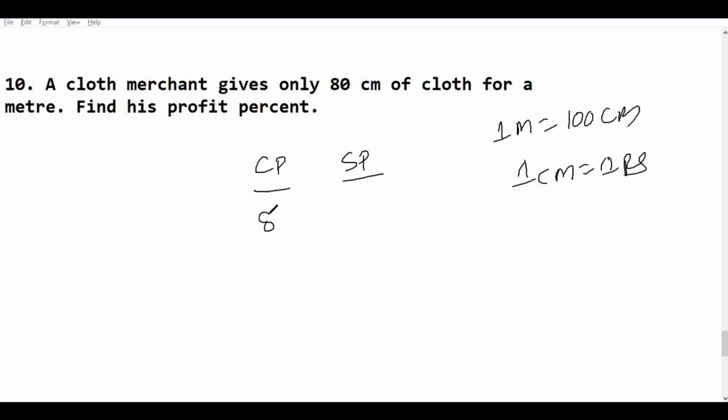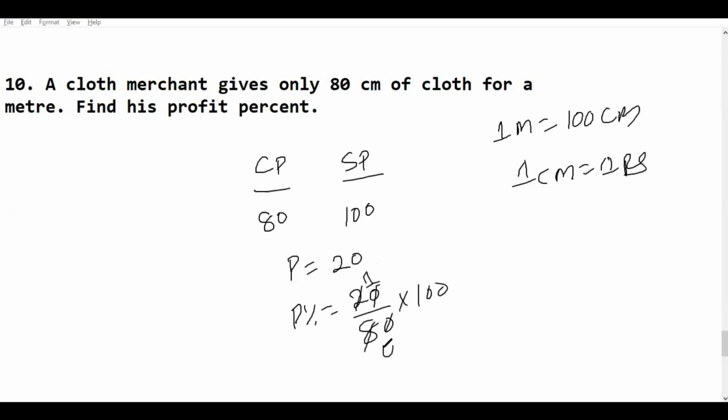So his cost price is what, guys? 80. But for his selling price, when you pay for 1 meter, you need to pay 100 rupees. So the selling price is 100 and the cost price is 80. So what is the profit? 20. What is the profit percentage? This 20 is profit on which value? 80. So 20 by 80 into 100. 2 ones are 2, 2 fours are 8. So what is 1 by 4? 25%.